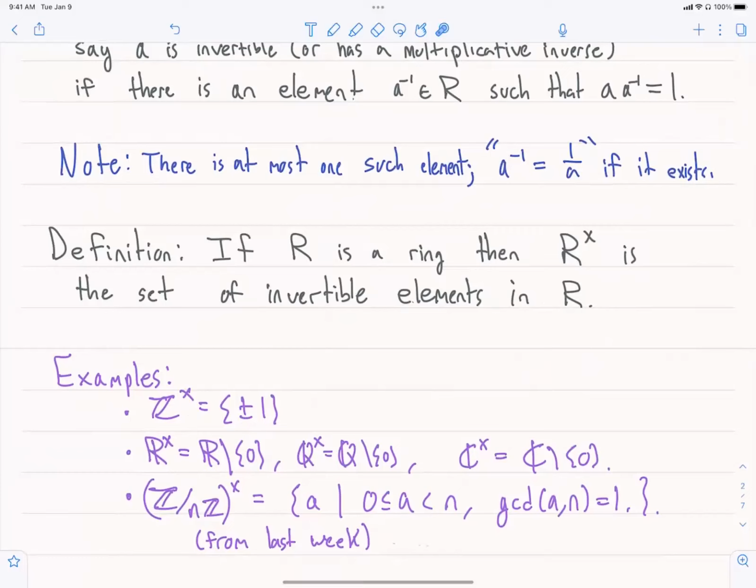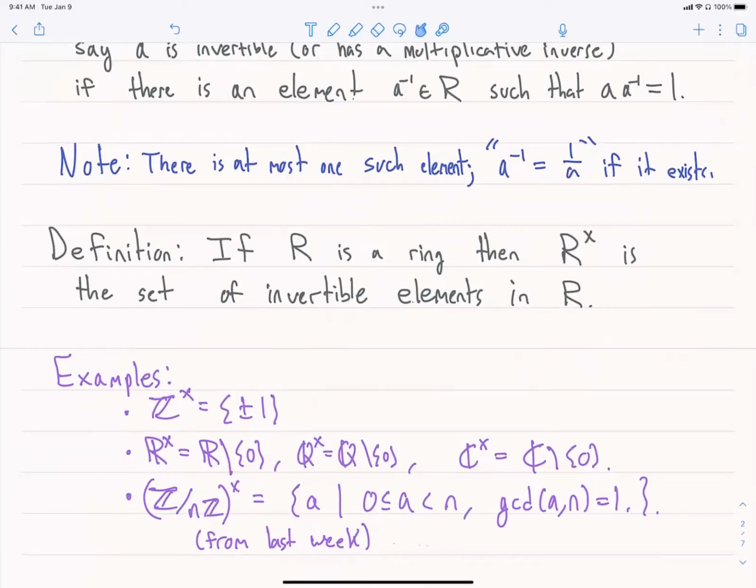But if I look at the real numbers, the rational numbers, or the complex numbers, then everything non-zero is invertible. So R cross is everything in the real numbers that's non-zero. The invertible rational numbers, Q cross, are everything in the rational numbers that's not zero. And the invertible complex numbers are everything in the complex numbers that's not zero. That fits with what you are probably familiar with. You can always divide by a non-zero element in the real numbers, rational numbers, or the complex numbers.